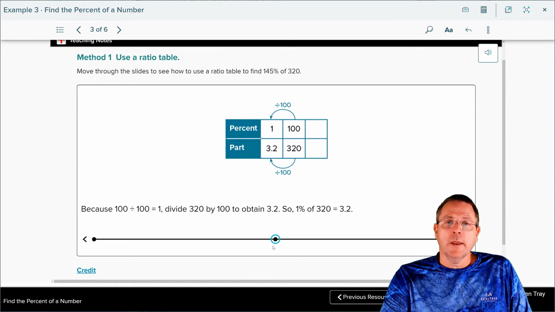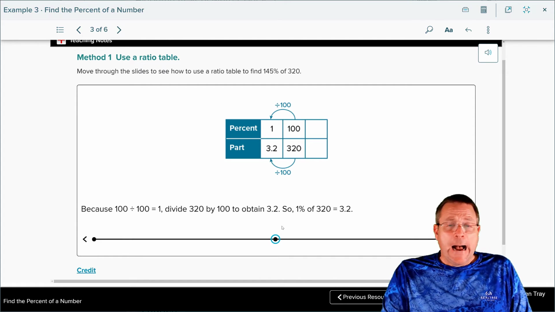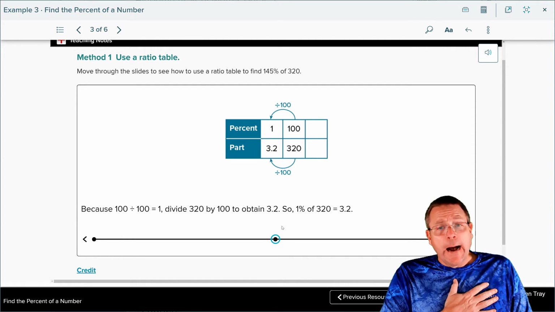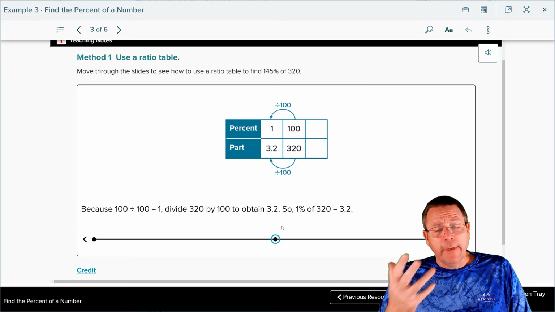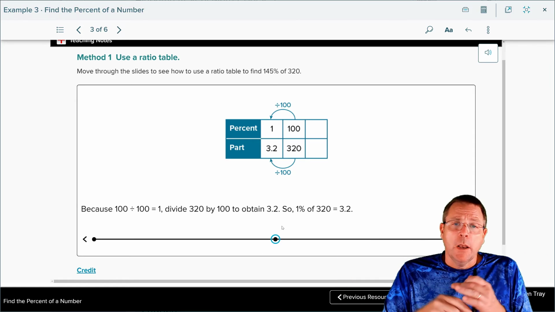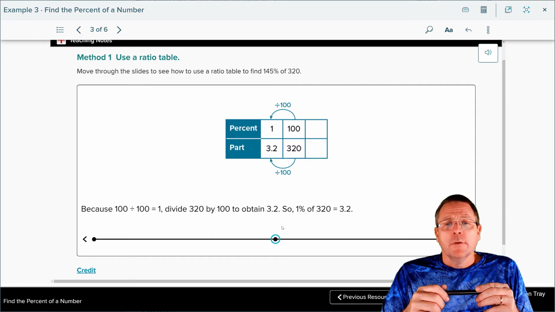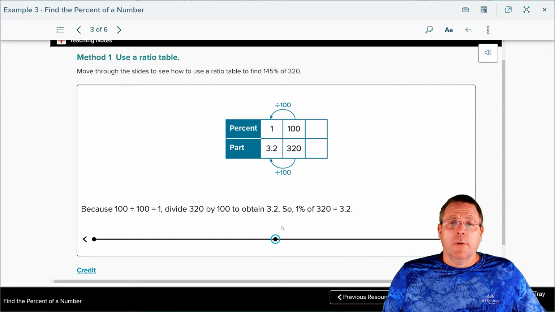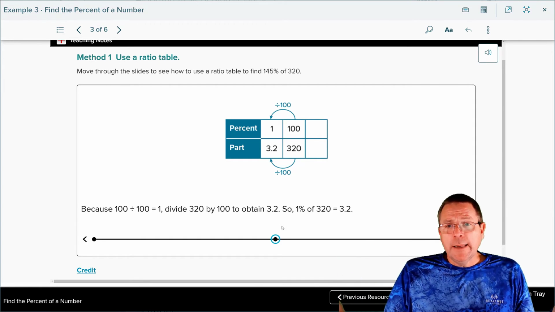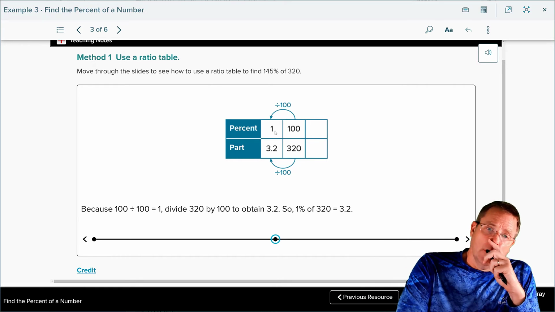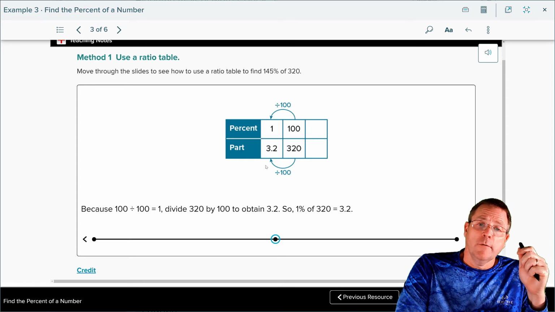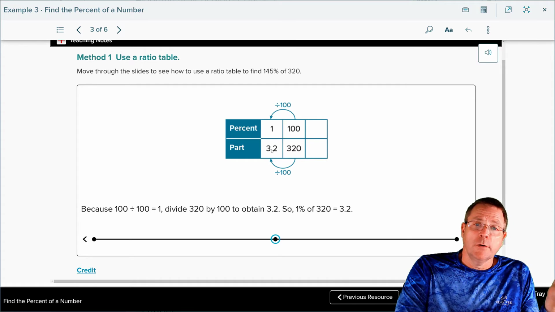Well, let's try 100. I wouldn't have done 100. I would have done 5. But they said to do 100, so let's do 100, and I'll show you what 5 would look like in a minute here. So they divide top and bottom by 100, made it pretty easy for that part of it. 100 divided by 100 is 1. 320 divided by 100 is 3.2.